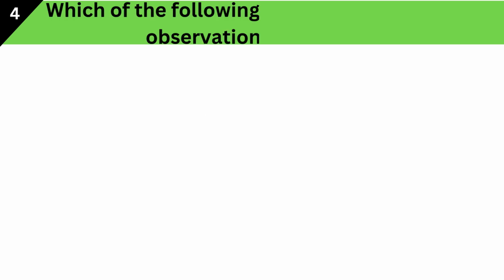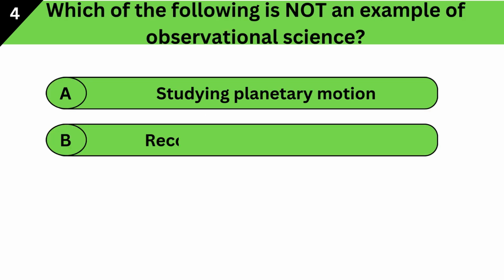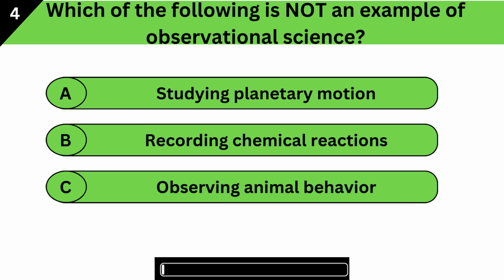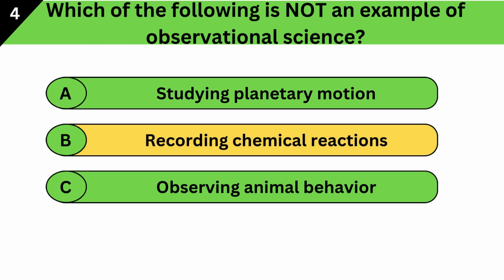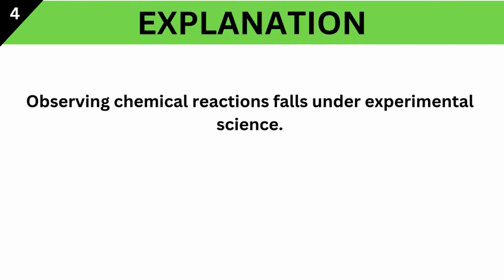Which of the following is not an example of observational science? Option A, studying planetary motion. Option B, recording chemical reactions. Option C, observing animal behavior. Correct answer. Explanation. Observing chemical reactions falls under experimental science.